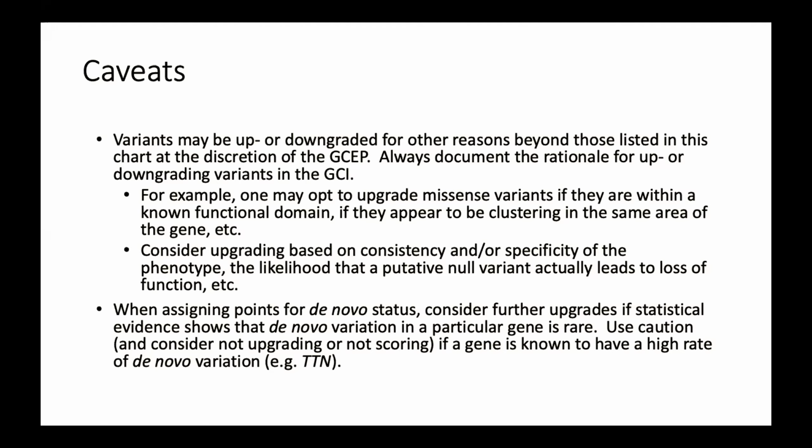So when you do assign those points for de novo status, consider further upgrades if statistical evidence shows that de novo variation in a particular gene is rare, but use caution and consider not upgrading or not scoring if a gene is known to have a high rate of de novo variation, for instance, with Titin. So these are other considerations we would just like you to make on the scoring for these SOP updates. And that is all I have, and I will kick this over to Matt Wright and the Stanford team.